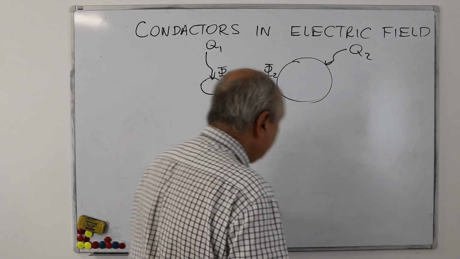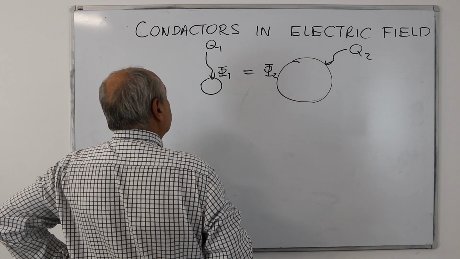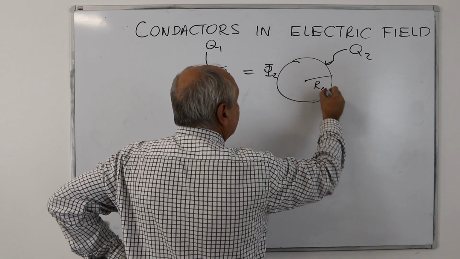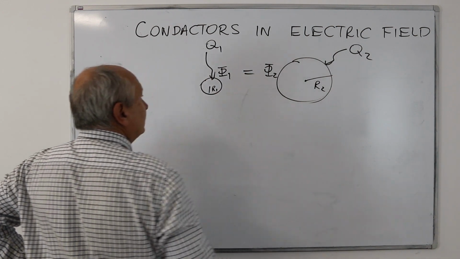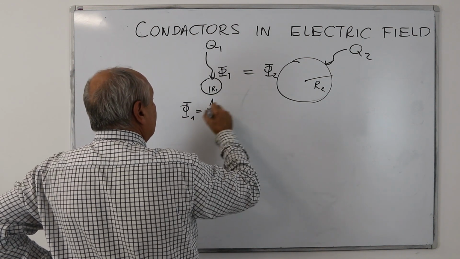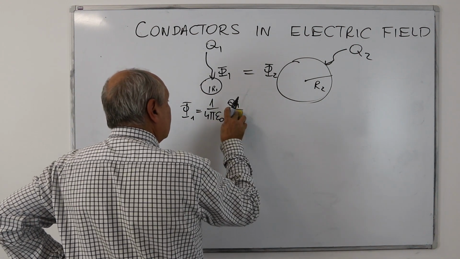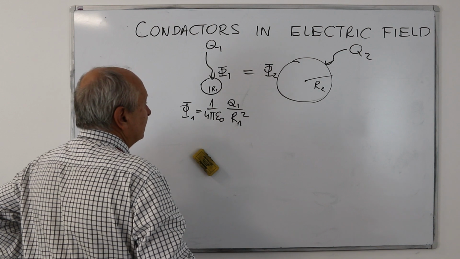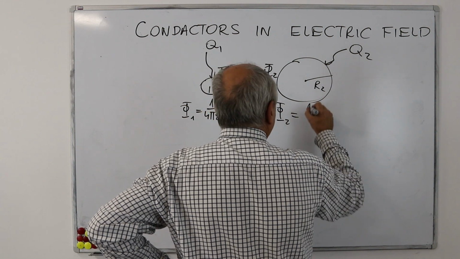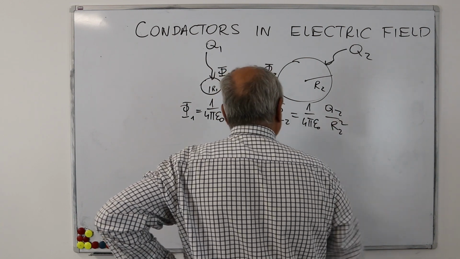The charge goes to the surface of the ball. These are conductors with radius R1 and radius R2. What happens? We can calculate potential Phi1. Phi1 is equal to 1/(4 pi epsilon 0) times Q1 divided by R1. And Phi2 is equal to 1/(4 pi epsilon 0) times Q2 divided by R2.